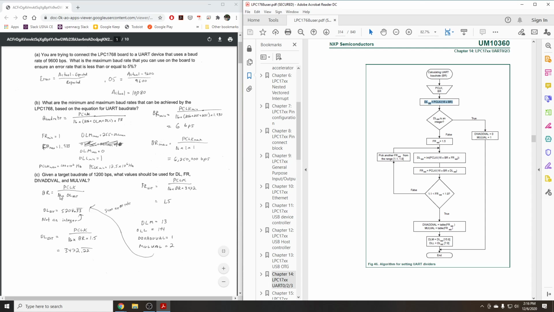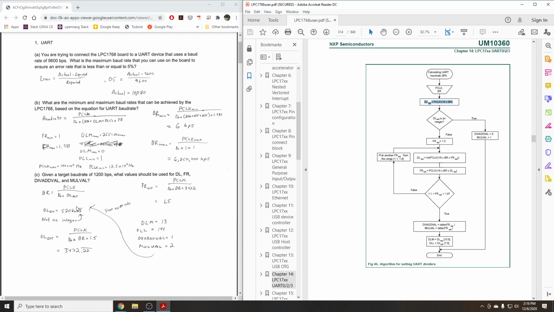And so that's exactly what I'm going to do here. We can choose a PCLK. We don't have that given to us, so we can just choose whatever value we want to use there. I forget what I used in this problem, and I don't actually have it written down. So we'll just assume that it is 100 megahertz because I didn't list anything otherwise. So we're going to do 100 megahertz divided by 16 times 1200, and that's going to give us a DLest of 5,208.33 repeating. This is not an integer.